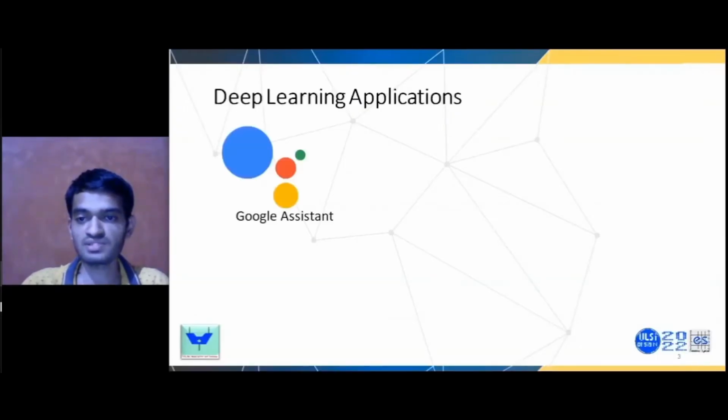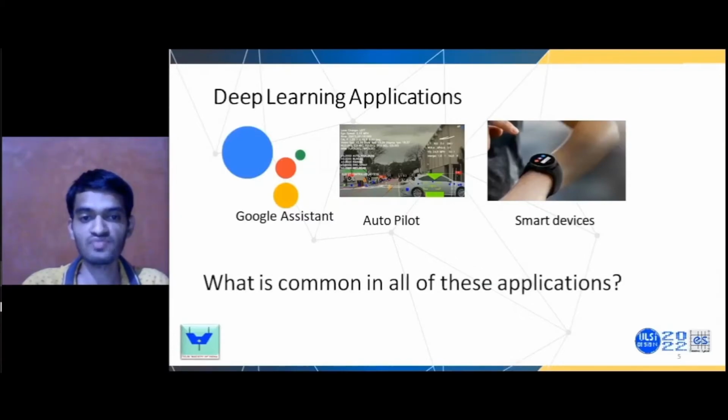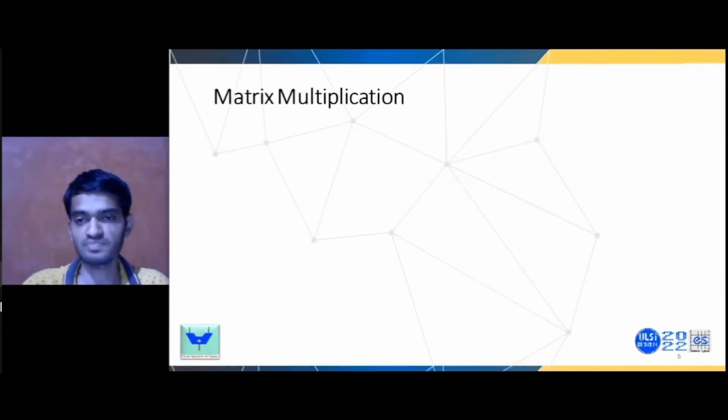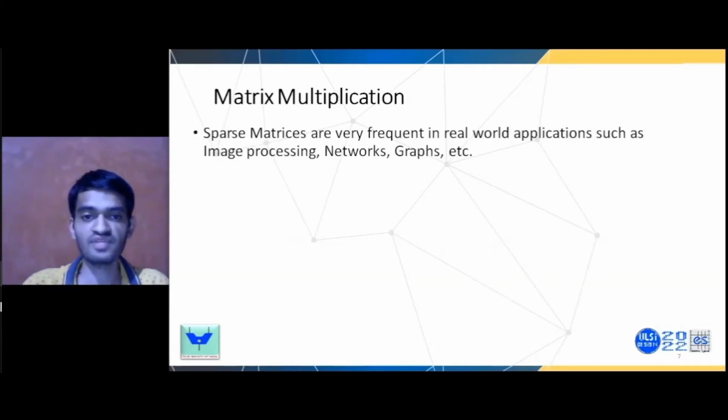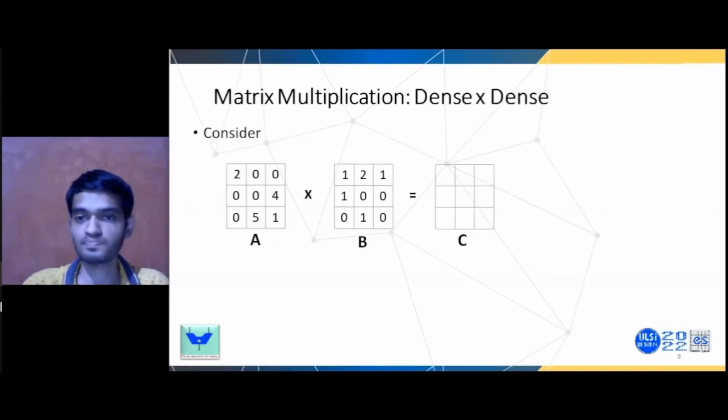In deep learning applications such as Google Assistant, Autopilot, and smart devices, there's one common thing: matrix multiplication. So in order to accelerate deep learning applications, we have to accelerate the matrix multiplication itself. Sparse matrices are very frequent in real-world applications such as image processing, networks, and graph algorithms. So the desired properties are acceleration of matrix multiplication by avoiding redundant operations and minimizing off-chip accesses, which is very energy efficient, and suits resource-constrained devices having less on-chip memory storage.